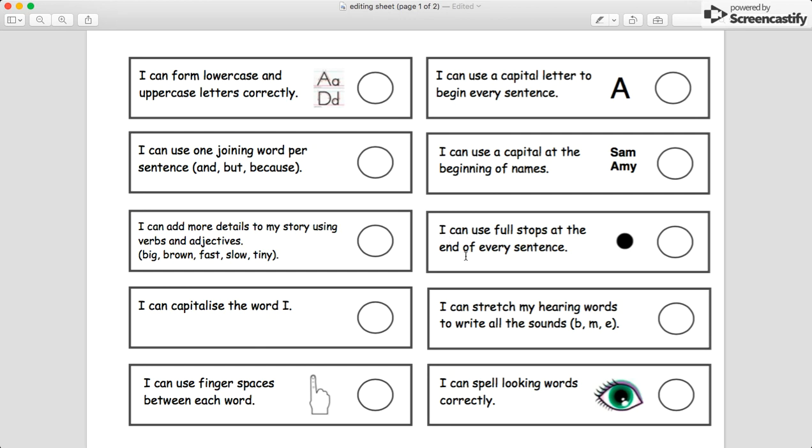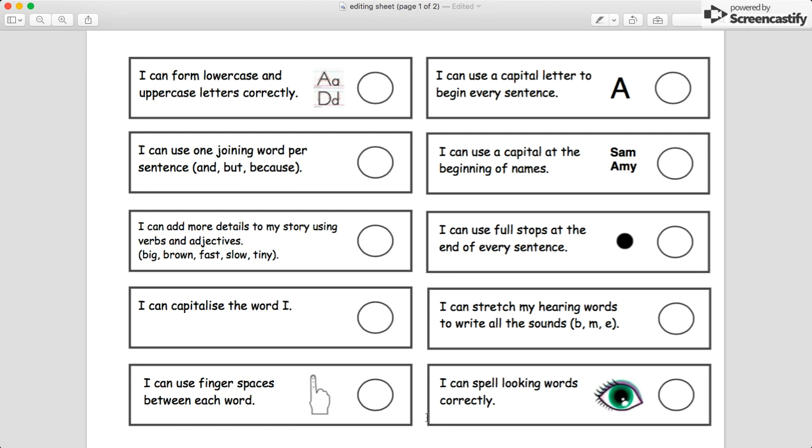I can use full stops at the end of every sentence. Again, important. Check and tick. Correct any sentences that you need to. I can stretch my hearing words to write all the sounds. Beginning sound, middle sound, and ending sound. Maybe you've been in a hurry to get things written, and that's okay. Just go back to those hearing words and make sure you've listened for all the sounds. If you need to, use your red pen to correct those words, and then check the box with a tick.